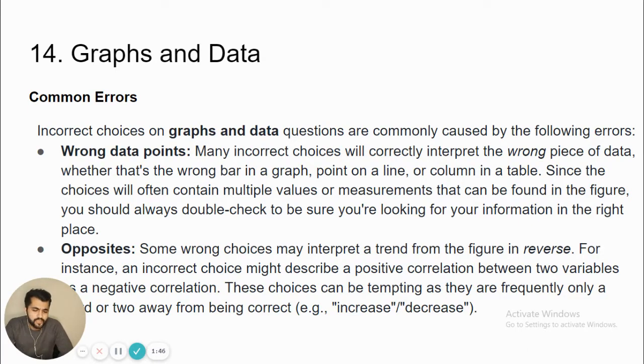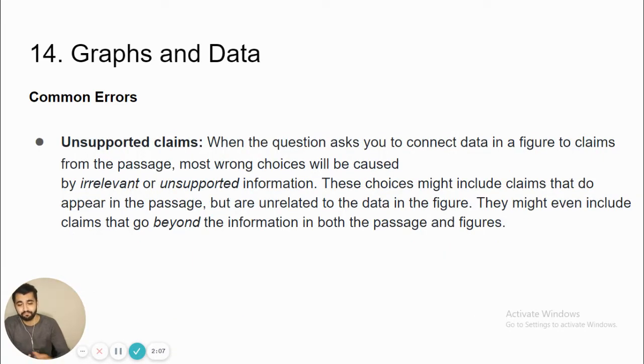Opposites. Some word choices may interpret a trend from the figure in reverse. For instance, an incorrect choice might describe a positive correlation between two variables as a negative correlation. These choices can be tempting as they are frequently only a word or two away from being correct, that is, increase or decrease.